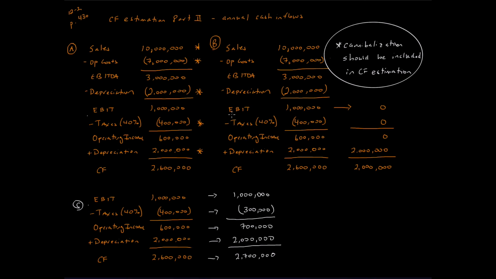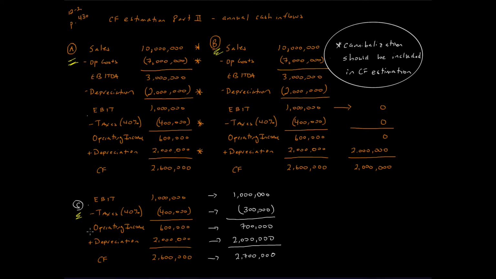Problem 12.2 explains how to calculate part 2 of cash flow estimation, which is annual cash inflows. And it's part A, B, and C, and I've gone ahead and worked it all out. So there's everything right on the screen. Part A is right there. Part B is there, and part C is there.